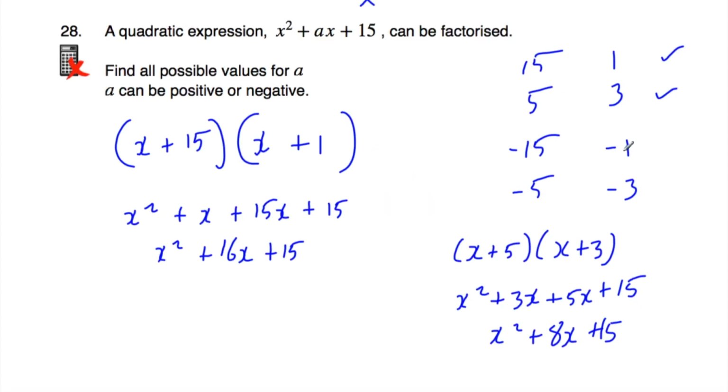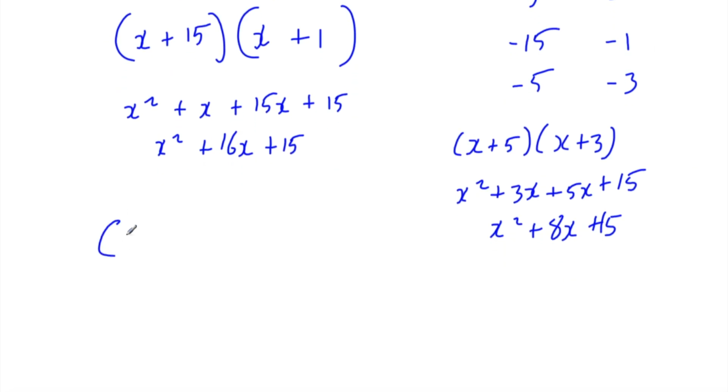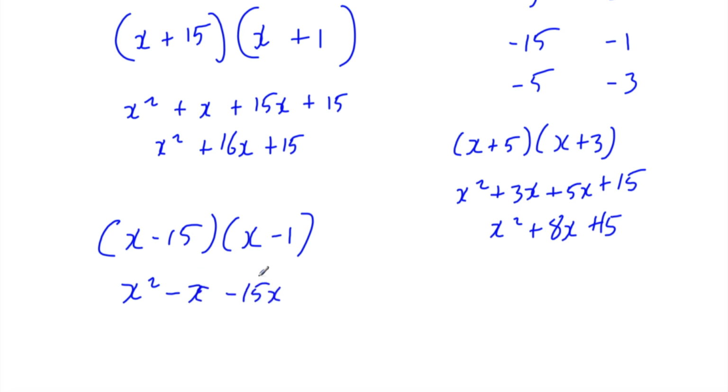Now let's try minus 15 and minus 1. So that's going to be x minus 15 and x minus 1. And if we expand our brackets, we're going to have x times x is x squared. x times minus 1, that's minus x, or minus 1x. We've then got minus 15 times x, that's minus 15x. And we've got minus 15 times minus 1, that's a negative times a negative, which is a positive, and that'll be 15. And then if we simplify this, we've got minus 1x, take away another 15x, that's going to be x squared minus 16x plus 15. So that means another option for a would be minus 16. So let's write that down, minus 16.